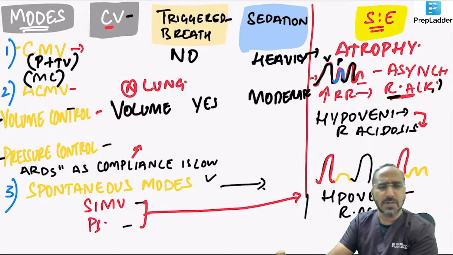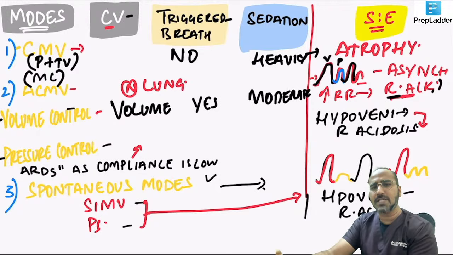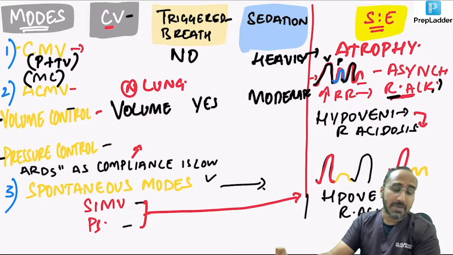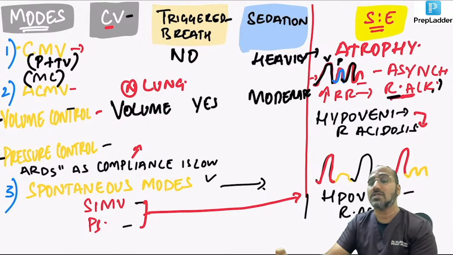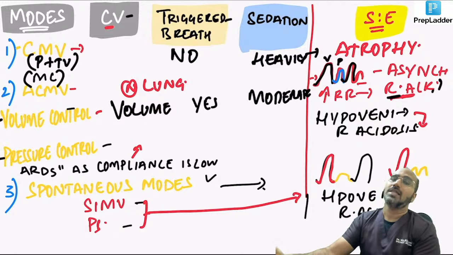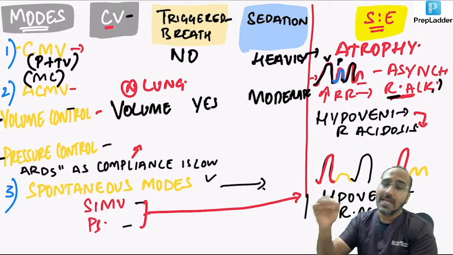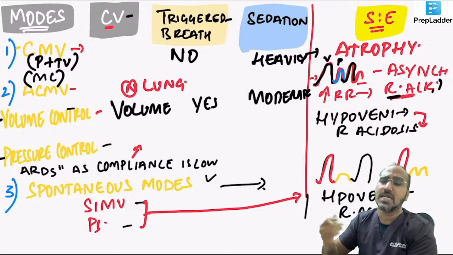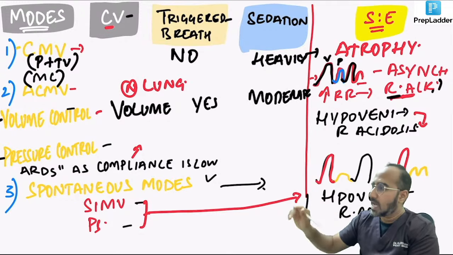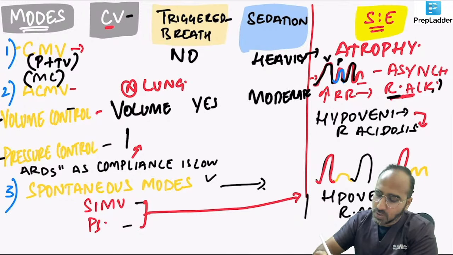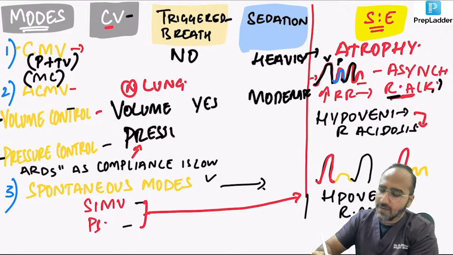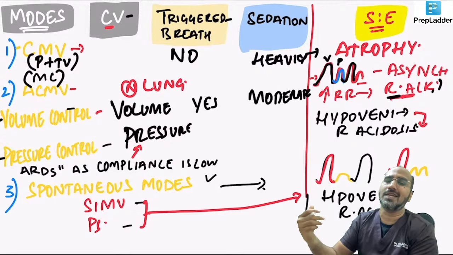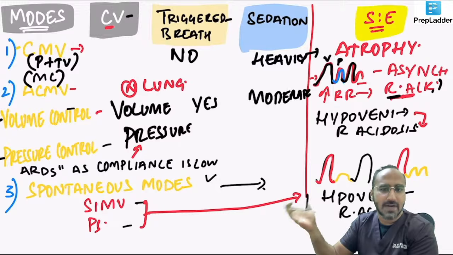Usually volume control is given for a person who has normal lung mechanics. But what if the patient has ARDS, where the compliance is low? Then you go for a pressure control mode. In pressure control mode, what is the control variable? That is important. Control variable means what I am controlling. I will set a pressure, so the control variable is pressure. The ventilator will basically change the volume and deliver the volume.